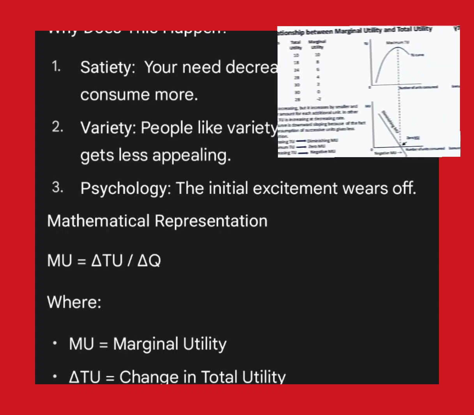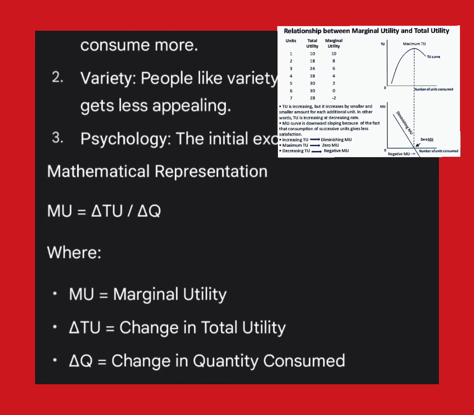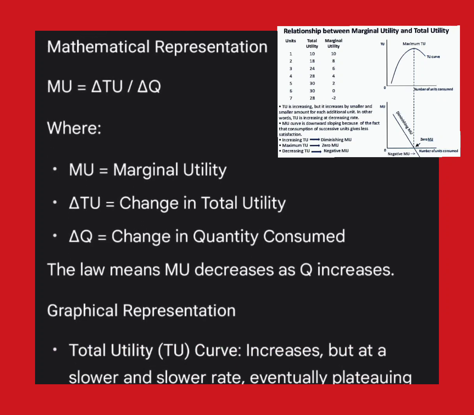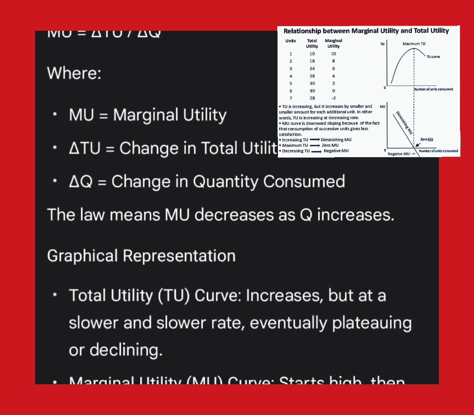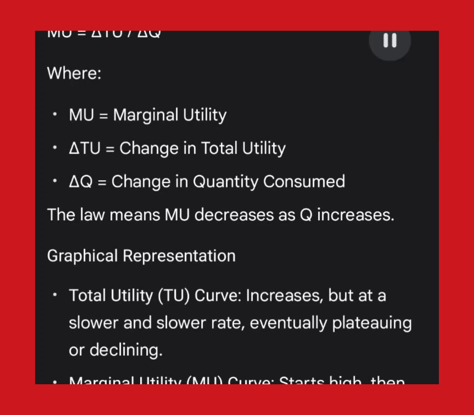Mathematical representation. MU equals ΔTU divided by ΔQ, where MU equals marginal utility, ΔTU equals change in total utility, and ΔQ equals change in quantity consumed. The law means MU decreases as Q increases.